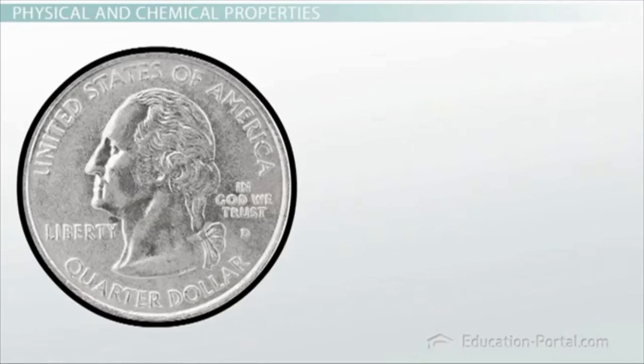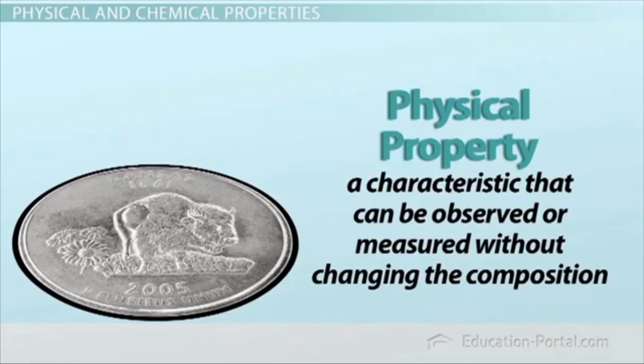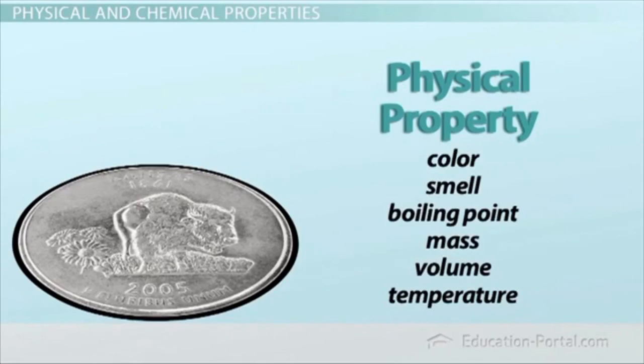Those two descriptions I gave it were called physical properties. A physical property is a characteristic that can be observed or measured without changing the composition. If you toss your coin into a fountain, it will sink. This is because your coin is more dense than the water in the fountain. Density is another example of a physical property. Your coin may be a little wet, but it is still composed of the same material as it was before you tossed it in the fountain. Other examples of physical properties include color, smell, boiling point, mass, volume, and temperature.